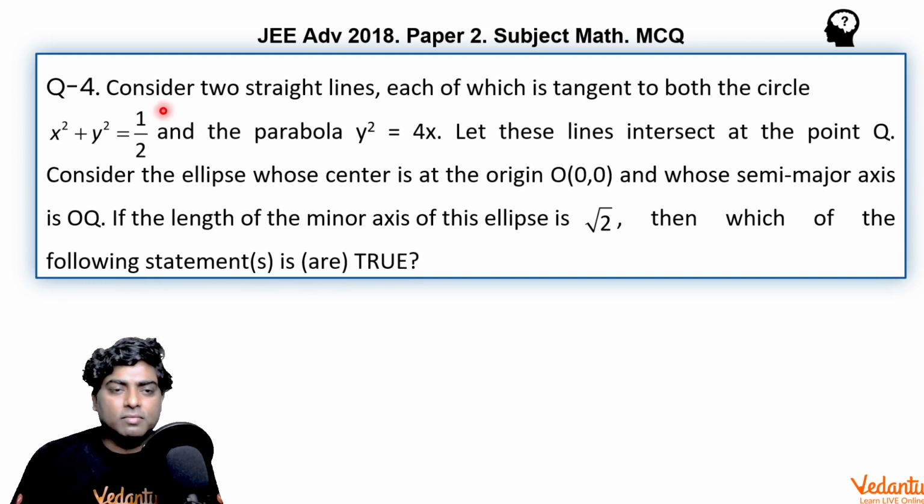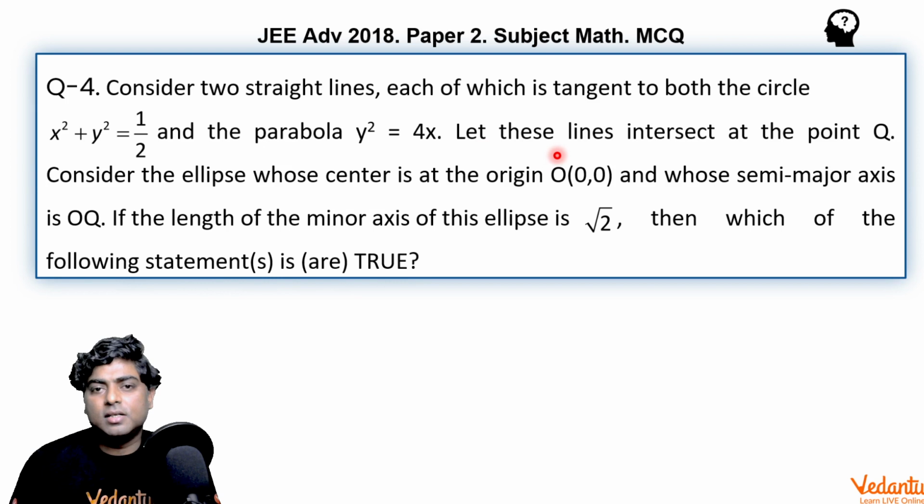So it's a multi-concept problem. Let's see. The question is: consider two straight lines, each of which is tangent to both the circle x² + y² = 1/2 and the parabola y² = 4x. The two curves are given as standard curves, so it's not difficult to deal with them. Let these lines intersect at point Q. This means the point Q is the point of intersection of the two common tangents of the two given curves, the circle and the parabola.